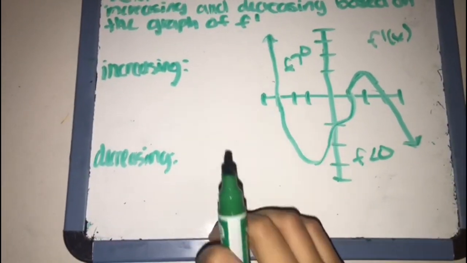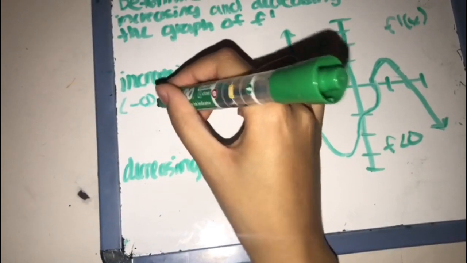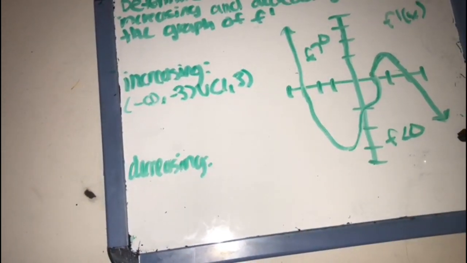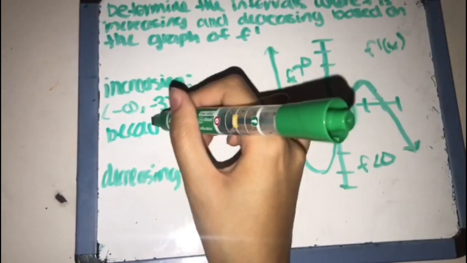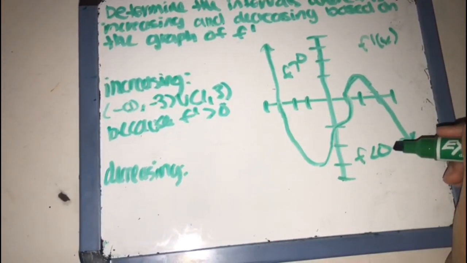So what I would say is negative infinity to -3, union with 1/3, 1 and 3, right? I think so. Because f prime is actually greater than 0, right?